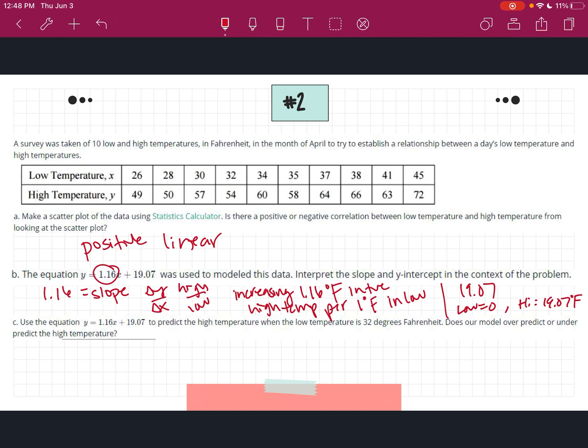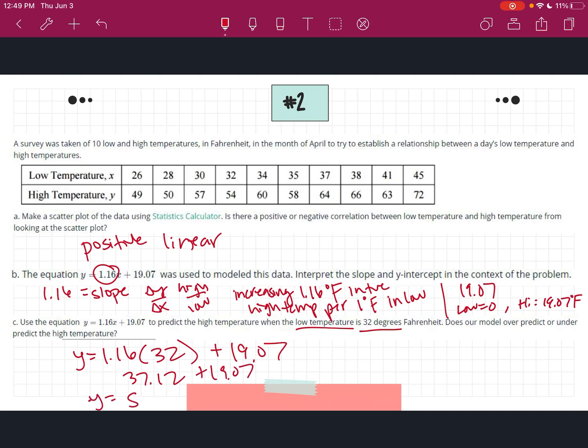So we are plugging in 32 for the low, which is your x. So we're going to have 1.16 times 32 plus 19.07. 1.16 times 32 is 37.12. And adding 19.07 to that, you should have gotten 56.19. Okay, so that would be our temperature. And if we look at the chart, okay, we do actually have that data point there. So this is an overestimate, it's an overprediction, because our actual data point was at 54 and we got 56.19.